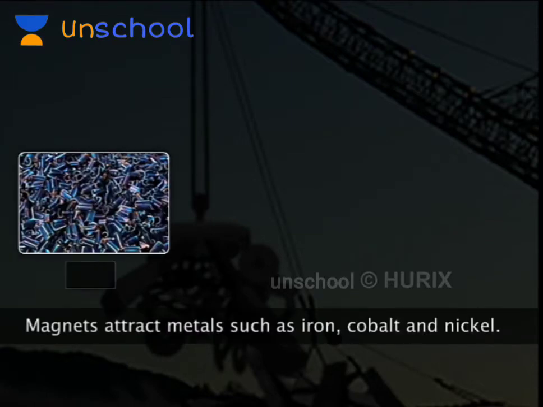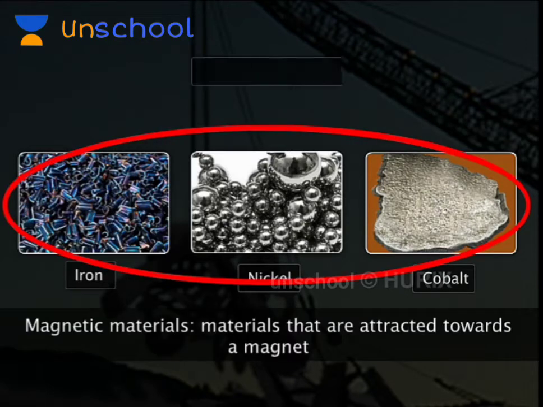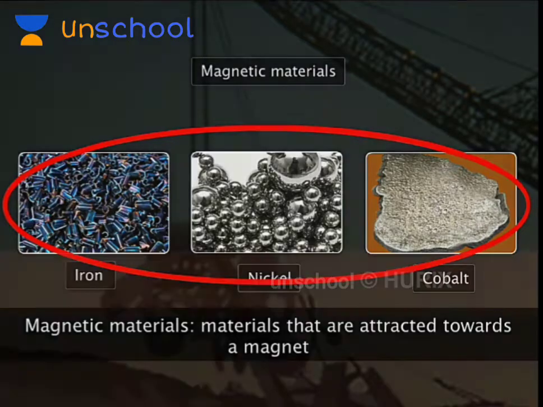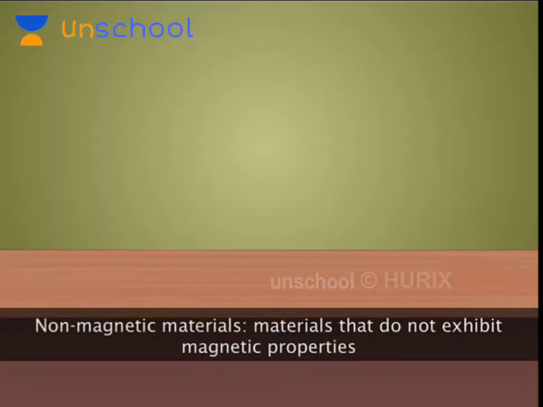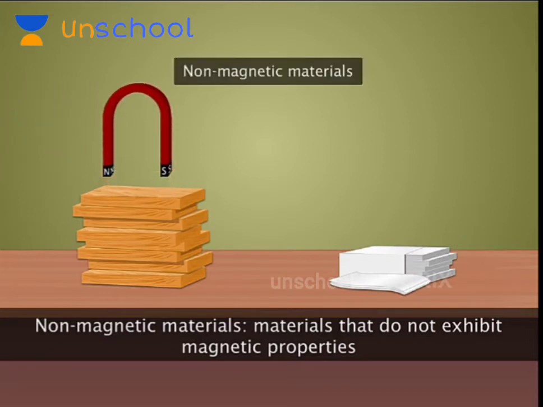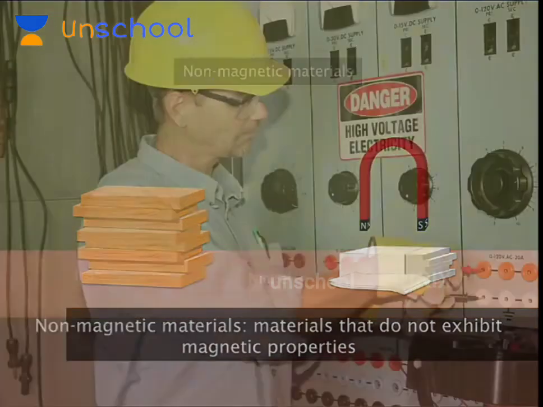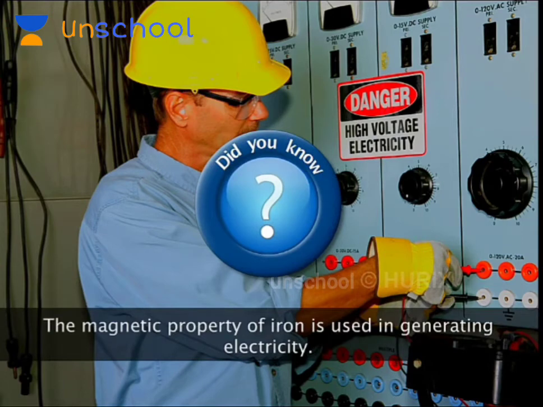Metals such as iron, cobalt, and nickel are attracted to a magnet. Such materials are known as magnetic materials. Materials such as wood and paper do not exhibit this property and are therefore called non-magnetic materials. Did you know? The magnetic property of iron is used in generating electricity.